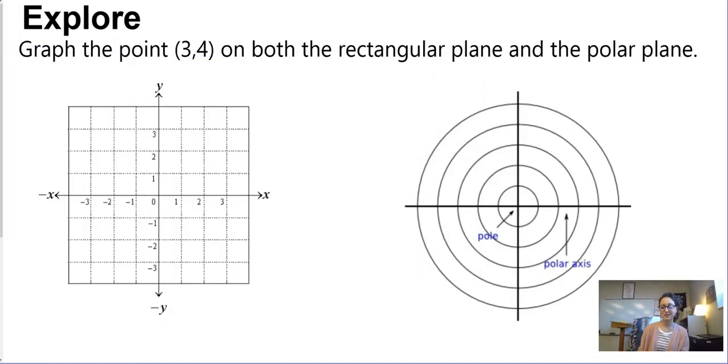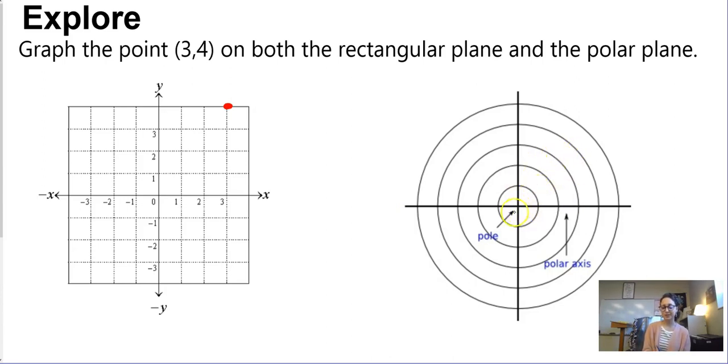All right, so one thing we want to do, now that we've got two ways to plot points, is be able to convert from one to the other. So let's explore a bit. If I want to graph the point 3, 4 in rectangular coordinates, which is what you've been doing for years and years now, I'd go to the right 3, up 4, right? Now, let's talk about where that point would land. It should land around the same place on the polar plane, okay?